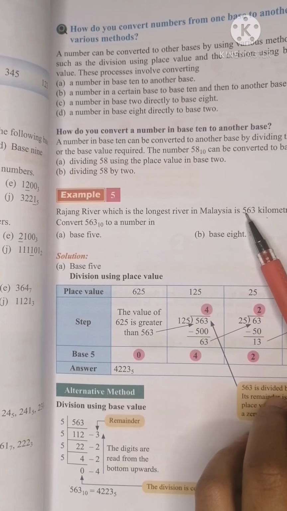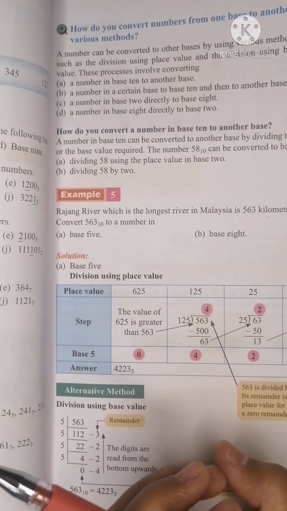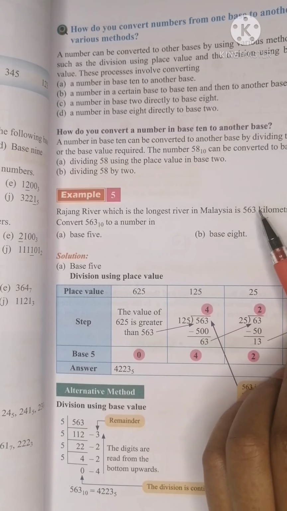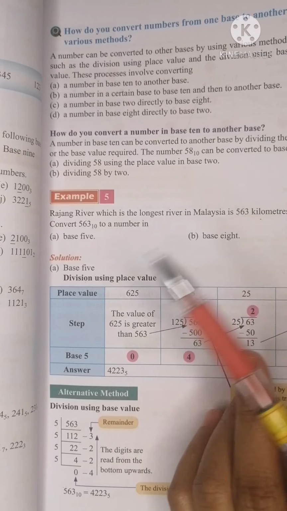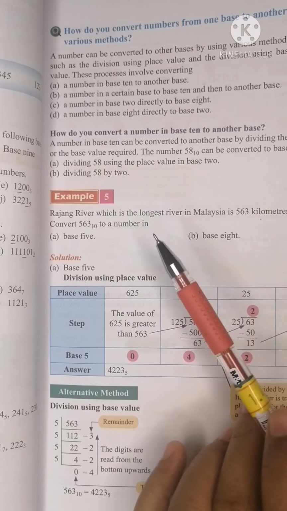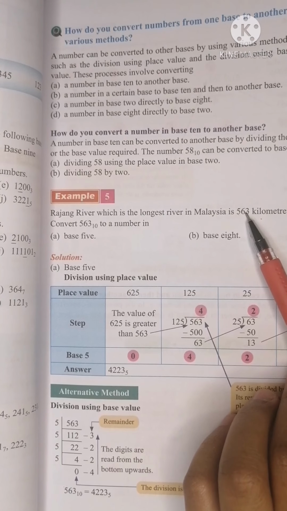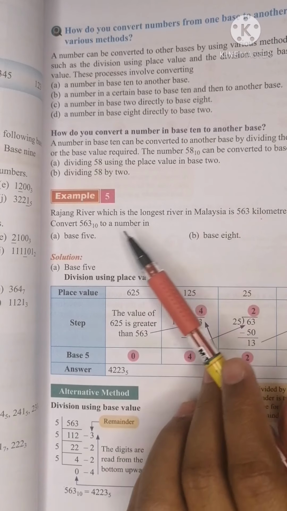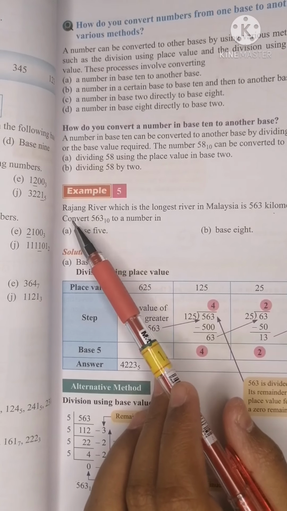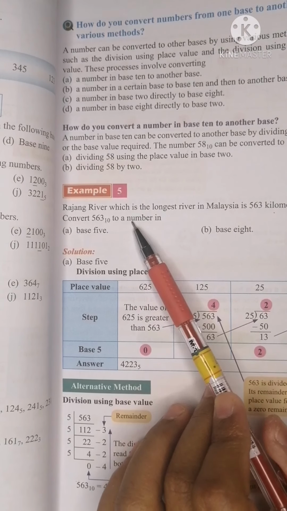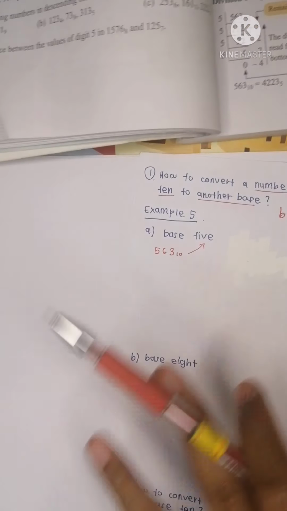Before this, I already told you in your previous lesson that the number 563 kilometers is actually in base 10, but it isn't stated. For this chapter, you now know that the numbers we usually use in our daily life are in base 10. So the question asks you to convert from base 10 to a number in base 5. Now look at the working here.